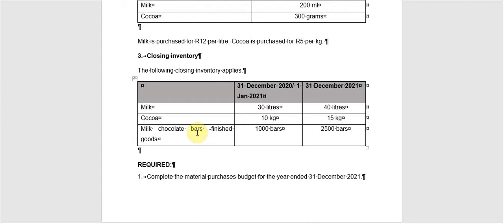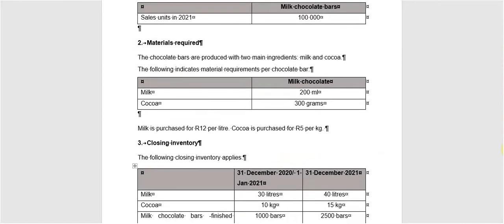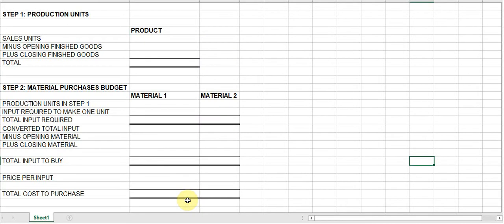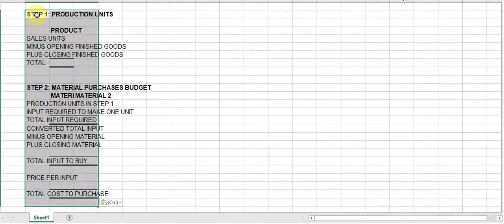It says in the required part, you need to complete the material purchases budget for the year ended 31st December 2020. All right, great. So where do I start? I start with my template. I've shared to Vutela the template that I prescribe for material purchases. I like this template because it sequences the information. So the template is sequenced in a way that information is given to you on a step-by-step basis. So you use your answer of the previous step in the next step. So I'm just going to copy this template onto a new Excel spreadsheet, which will become now our memorandum.